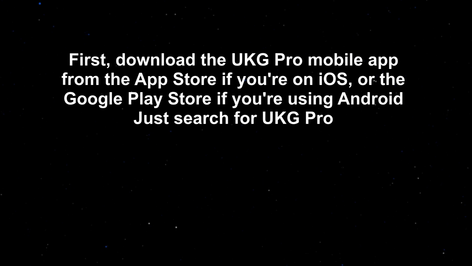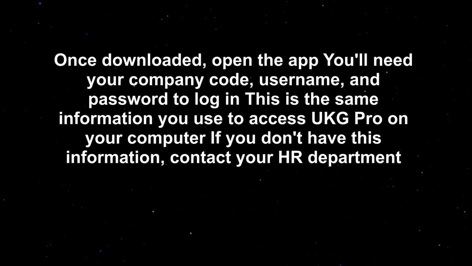First, download the UKG Pro mobile app from the App Store if you're on iOS, or the Google Play Store if you're using Android. Just search for UKG Pro. Once downloaded, open the app.